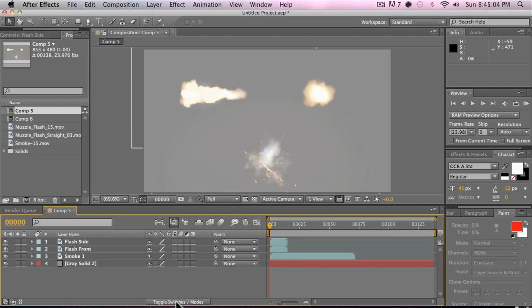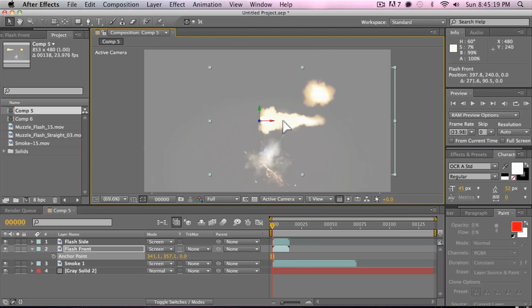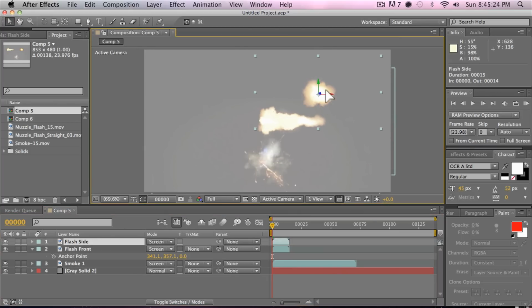First, we enable the 3D checkbox for the flare and the smoke images, and blah blah blah. I hope you're entertained by watching a dude click around on a computer.